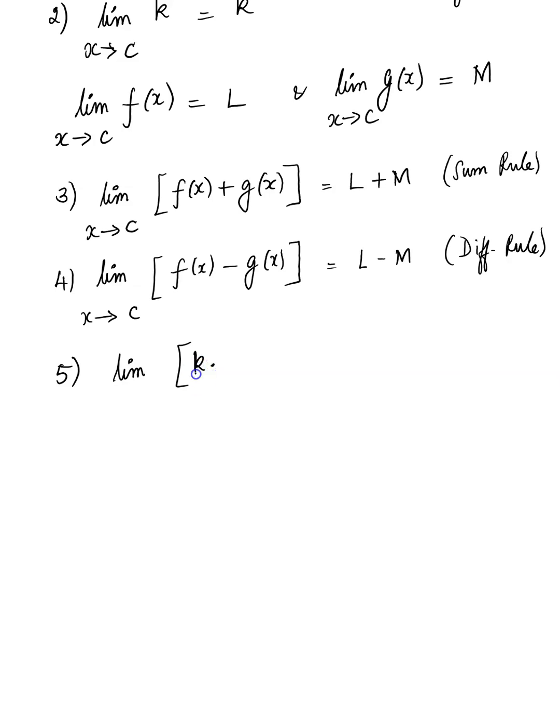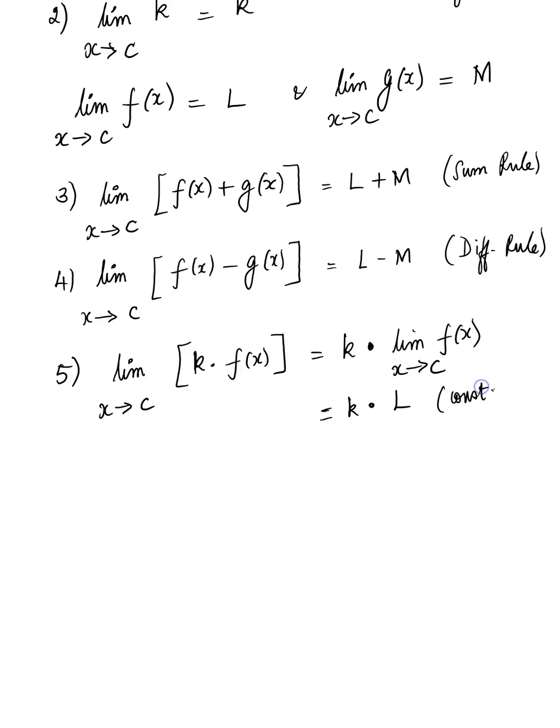And I'd like you to watch this. The limit of k, some constant, times f of x as x approaches c: that constant is not going to be affected because there is no x in it to change it, right? So it's as if the k was unaffected, and as if you pulled it out. So you just have the limit of f of x as x approaches c, which is going to be k times L, kL. This is called the constant multiple rule.